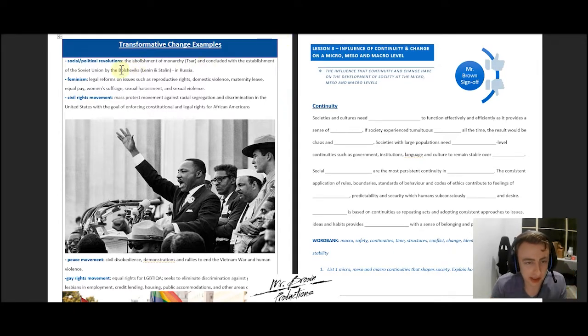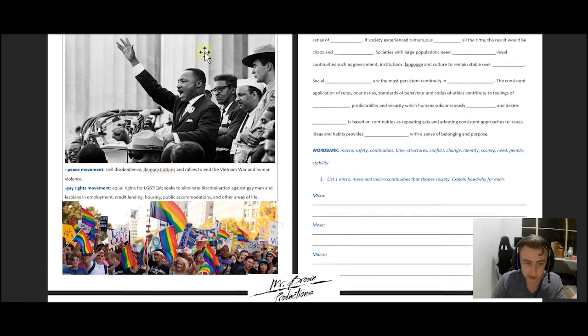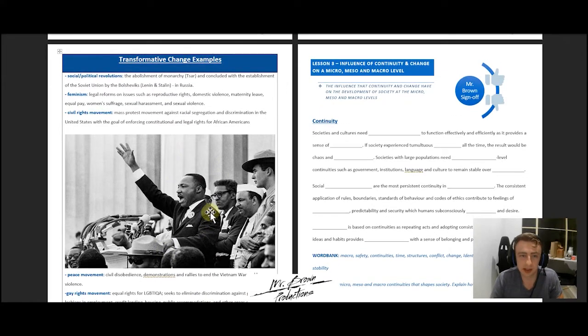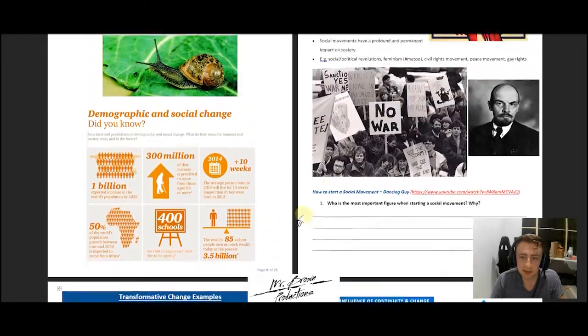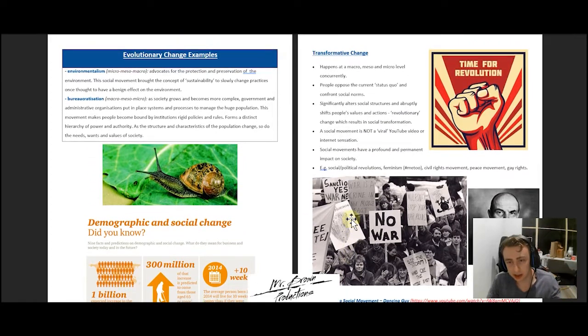Some examples of transformative change are things like social or political revolutions, like we've looked at. I talked about that a little bit. Feminism, we talked about that a little bit. Civil rights movement, I mentioned all of those. But there are some concrete examples that you can look at to get your head around what transformative change is. In a nutshell, and to summarize, it happens at a micro, meso, and macro level concurrently.